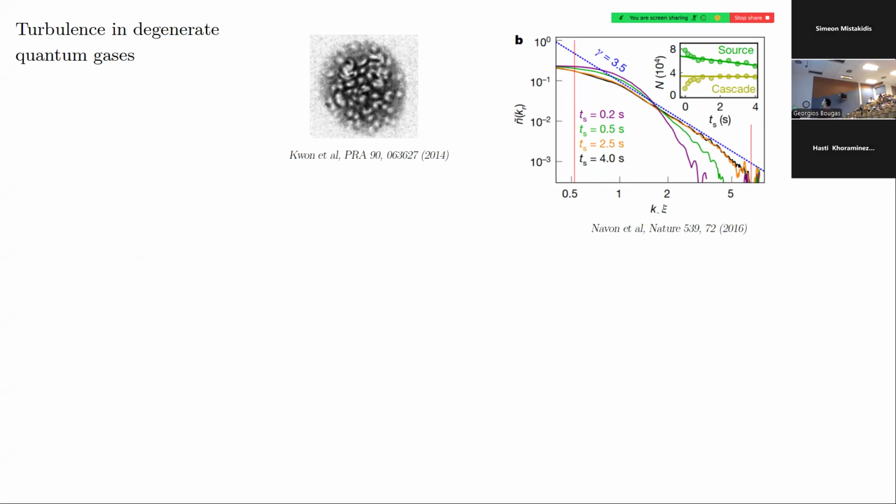So, for instance, here you see a profile of the quantum gas, and you see vortices appearing on the left figure, which is a precursor of vortex turbulence. And on the right, you see this power law behavior, and the exponent is related to wave turbulence.